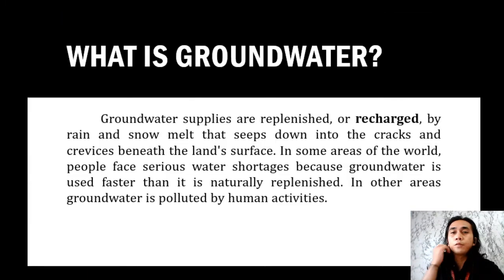Groundwater supplies are replenished or recharged by rain and snow melt that seeps down into the cracks and crevices beneath the land surface. In some areas of the world, people face serious water shortages because groundwater is used faster than it is naturally replenished. In other areas, groundwater is polluted by human activity.